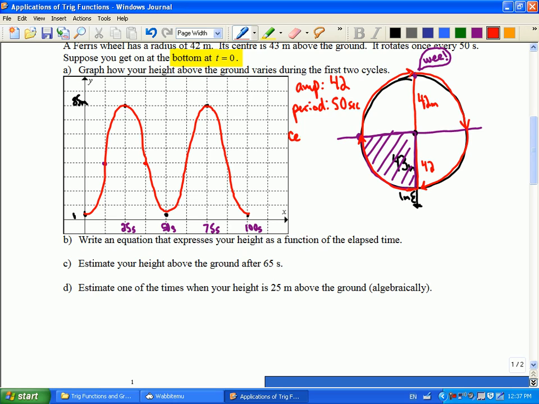What about a center? Do we know where the center line is? Very close. 43, yeah. It goes 42 above 43 and 42 below 43. Then finally, we need a phase shift, right? So we have a phase shift. How can we come up with a phase shift? We were just doing this like yesterday. We gave you a graph and you came up with the equation.